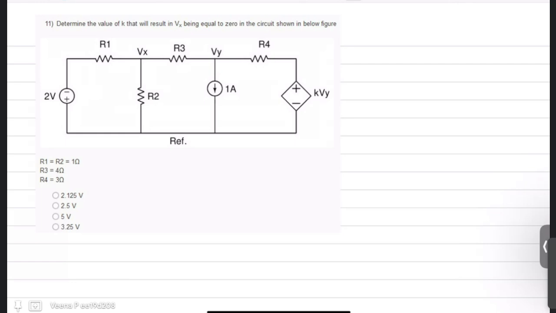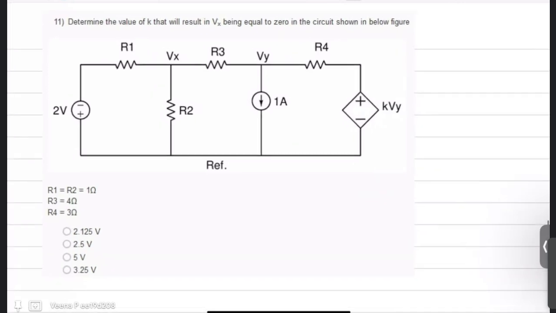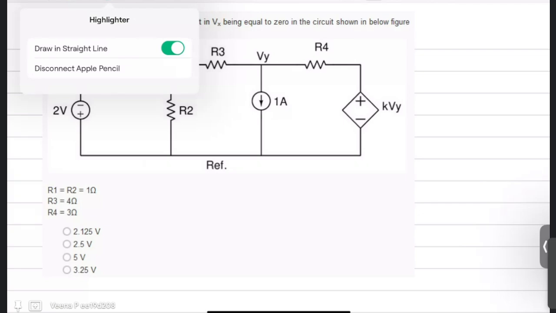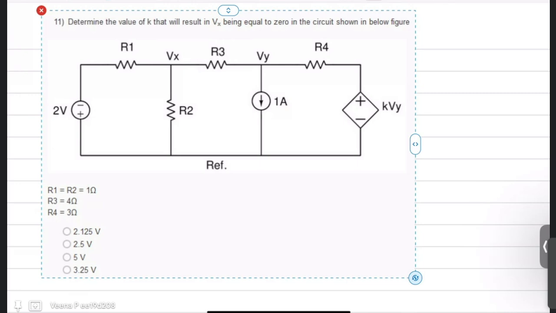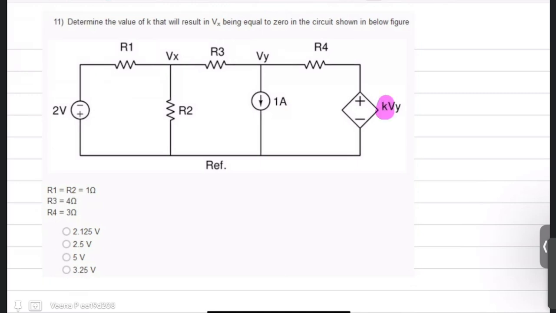Determine the value of K that will result in Vx being equal to 0 in the circuit shown in the below figure. So you are asked to determine the value of K that will result in Vx being equal to 0. So you can directly give your Vx as 0. At that point, when you solve the circuit, the value of K you will get is the value of K that makes your Vx 0.